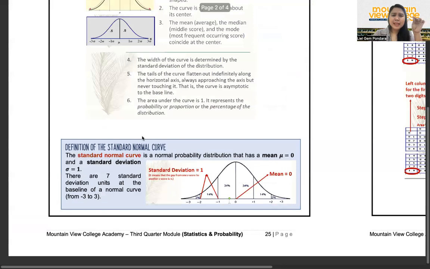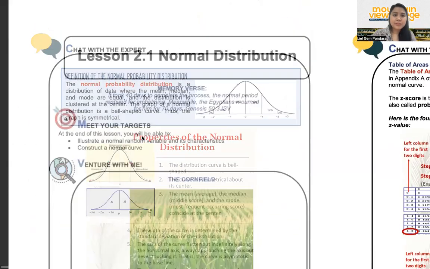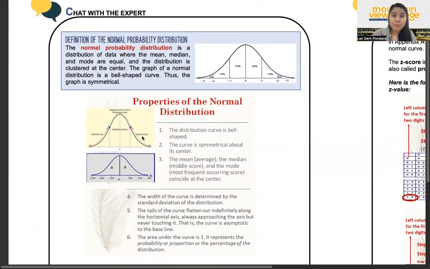Now, let's talk about the definition of a normal curve. What is a normal probability distribution? This is a distribution of data where the mean, median, and mode are all equal. And the distribution is clustered at the center. The graph of a normal distribution is a bell shape. It means it has a stiff peak and the graph is symmetrical.